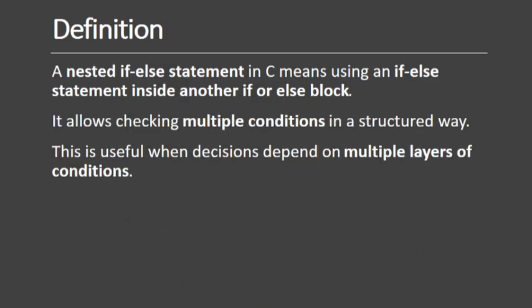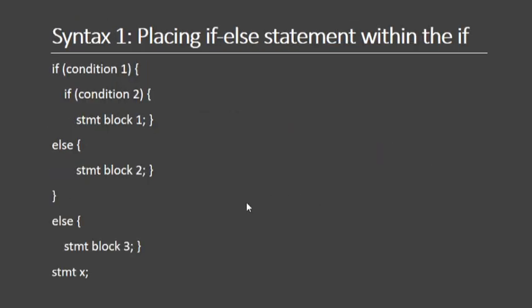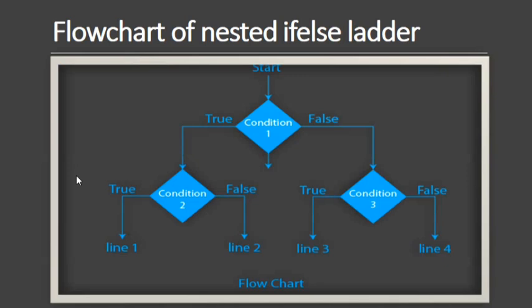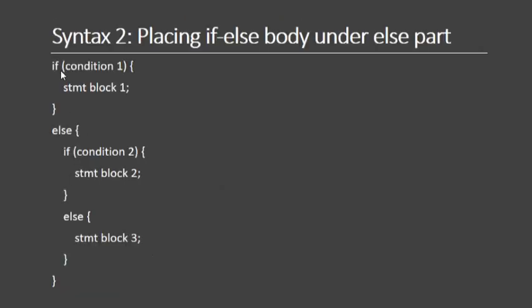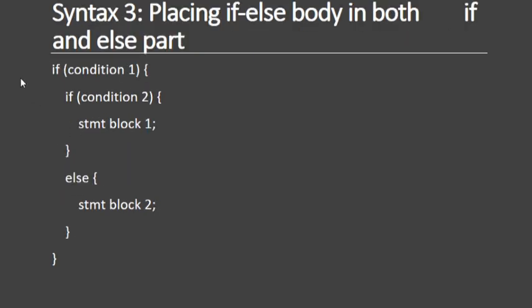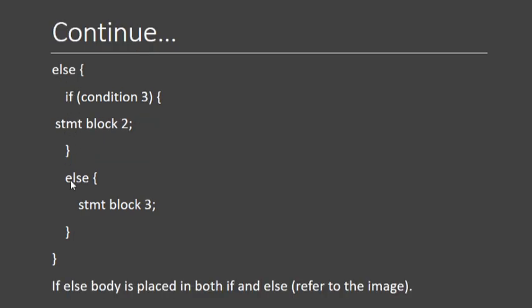Definition: a nested if else statement in C means using an if else statement inside another if or else block. It allows checking multiple conditions in a structured way. This is useful when decisions depend on multiple layers of conditions. Look here, this is syntax one. There are three types of syntax. I can place if else in the if body, in the else body, and in both. See here, in the if body I placed if else, and in the else body also I placed if else.